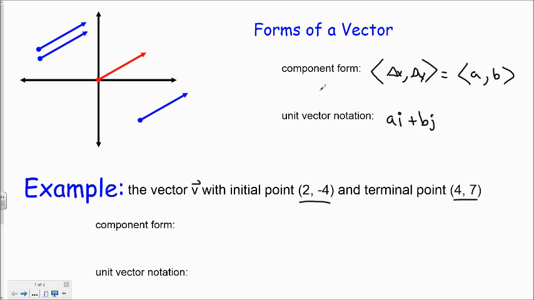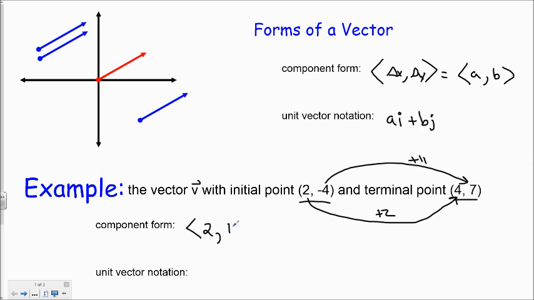Well, to represent it in component form, I first need to find what the change in the x values are. Well, from 2 to 4, I have increased 2 units. So the x component of its component form will be 2. And the y values from -4 to 7 have increased 11 units. So the y component will be 11. In its equivalent unit vector notation, that will be 2i plus 11j.